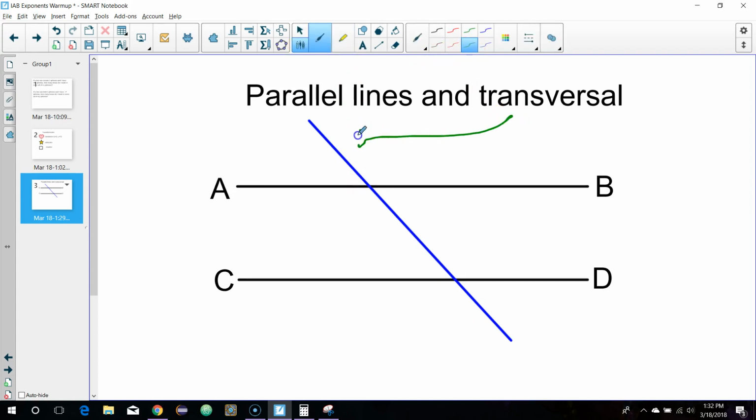This blue line is what we call a transversal. And then hopefully by now you can tell A, B, and C, D, these two lines are parallel. They'll never touch each other, so they're parallel. So that's what they mean. If you went into a question where they talk about parallel lines and transversal, that's basically the setting of this. You have a pair of parallel lines and you have a line or two cutting across them.